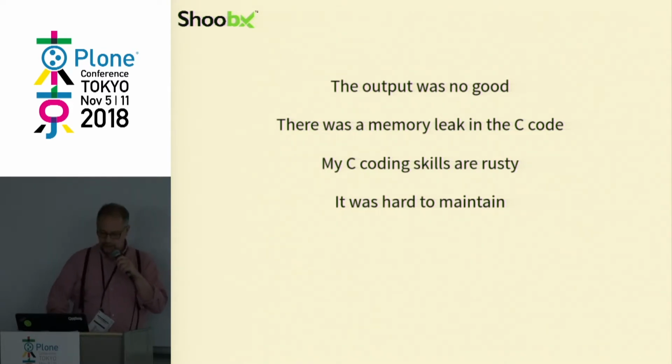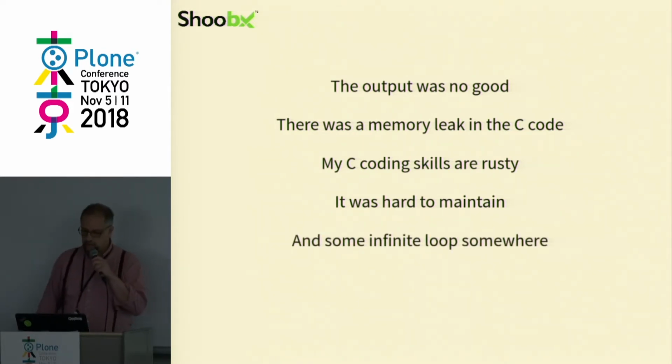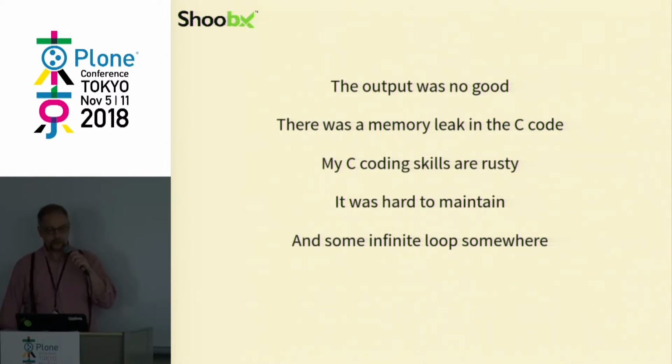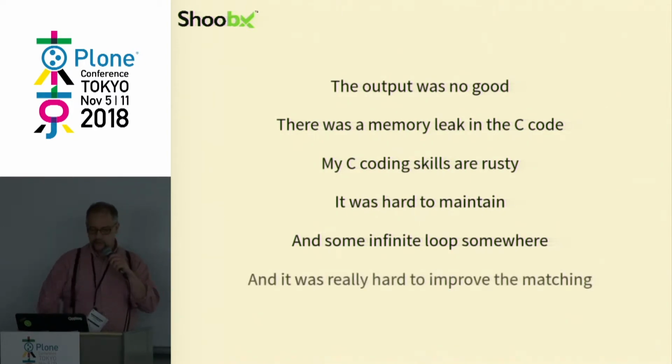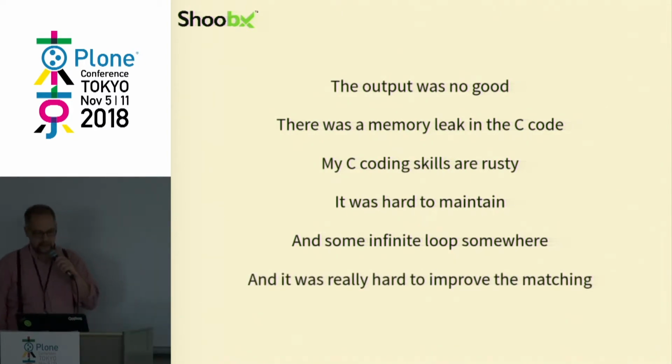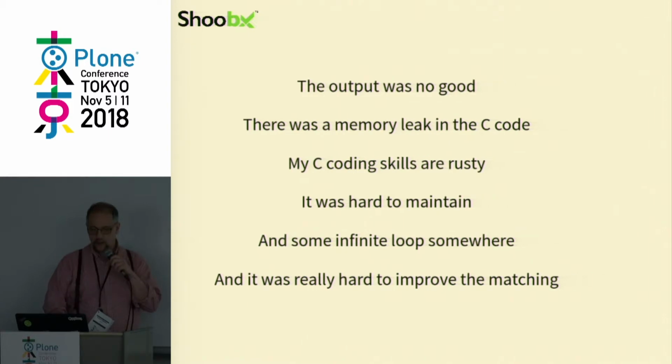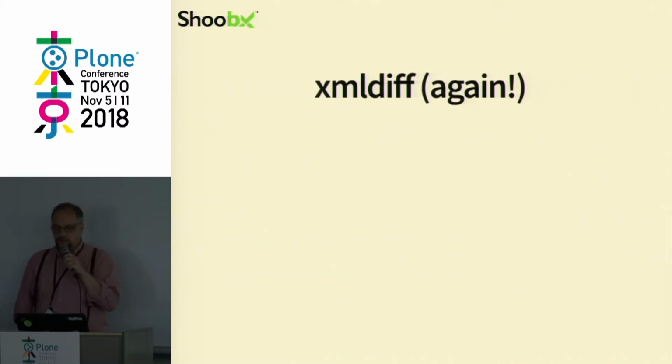And there was some infinite loop somewhere in there, maybe because of this data structure, we're not sure. Because once I figured out there was an infinite loop, I had already decided to try something else, because it was also really hard to improve the matching and fix the problem we saw on the other page. So I ended up scratching all of XMLDiff and writing a new library, which we, after some discussion and deliberation, decided to call XMLDiff.